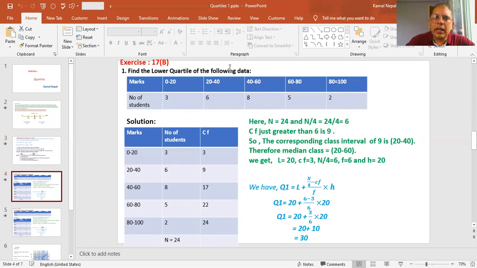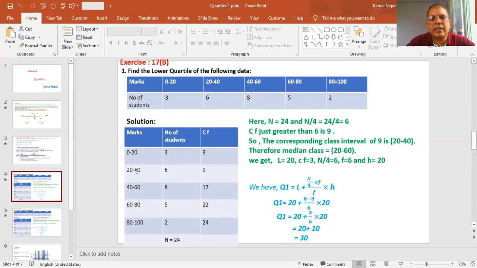Now find the lower quartile of the following data. It is your distribution. First find your less than cumulative frequency: 3, 9, 17, 22, 24. n is equal to 24, and n by 4 is 24 by 4, which is 6. Is there 6? No. So take the value just greater than 6, which is 9. The corresponding class interval of 9 is 20 to 40.